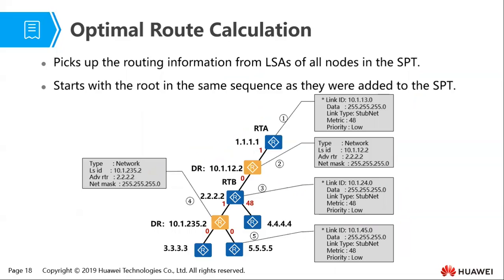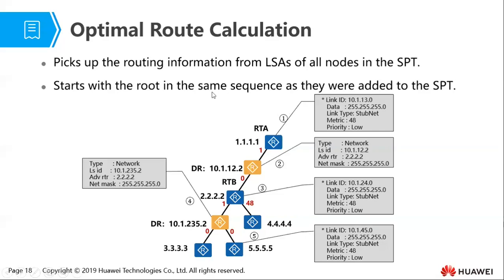Now, after creating the SPT, the next thing is optimal route calculation. Here you pick up the routing information from LSAs of all nodes in the SPT. So routing information from all nodes. You go node by node. You start from RTA, you go to this DR, you go to this one, then to this one, then to this one, then to this one. All of them, routing information.